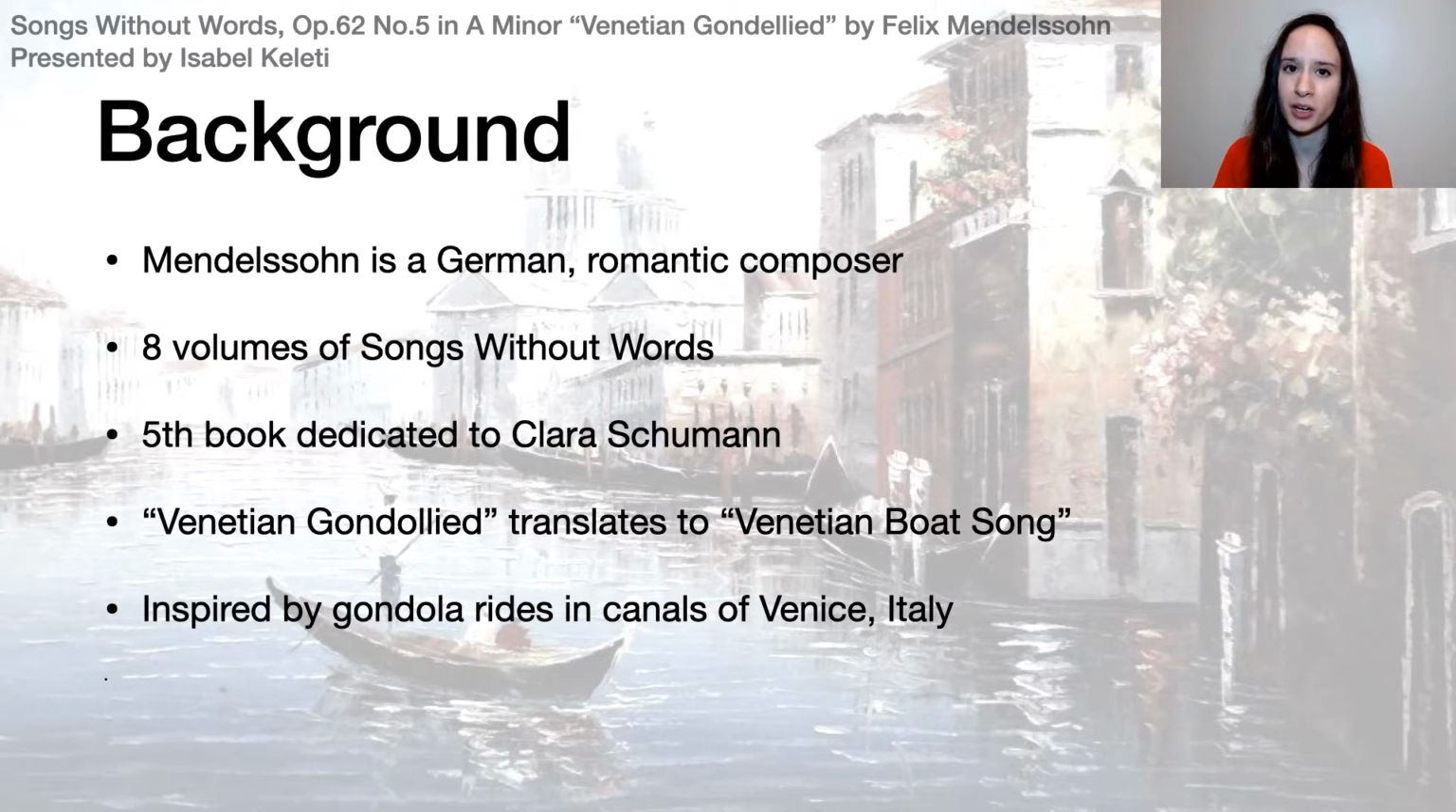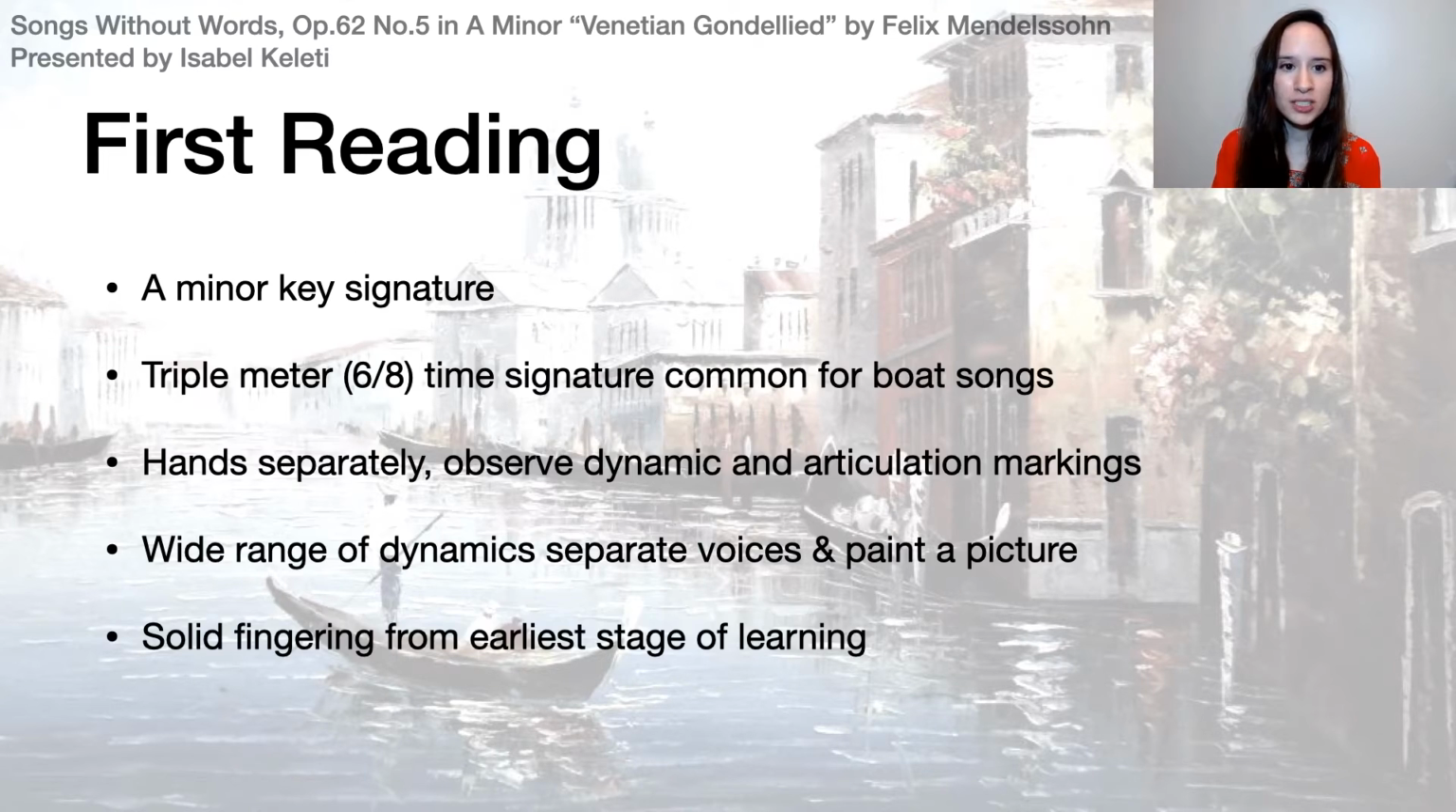Mendelssohn was so inspired by his time in Venice that he wrote a handful of Venetian boat songs, and this is one of them. There are a few details on the score we notice right away. The piece is in A minor. It's in triple meter. The 6/8 time signature is common for a boat song as it mirrors the timing of the gondolier's strokes in the water.